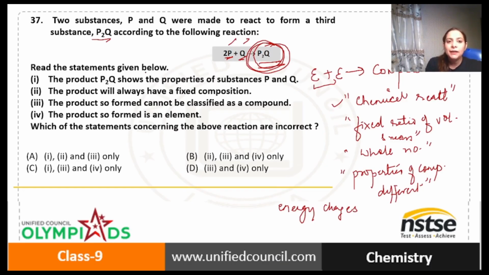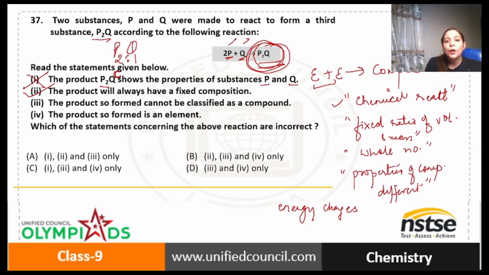Now a few statements are given. Statement 1: the product P2Q shows the properties of substances P and Q. No, it doesn't, because P2Q is a compound and a compound never shows the properties of the elements from which it is formed. It has entirely different properties, or you can say the properties are independent of the properties of the combining elements. So the first statement is wrong. The product will always have a fixed composition. It's true. Because P2Q will be formed only when the ratio is 2:1. So the compound has a fixed composition.